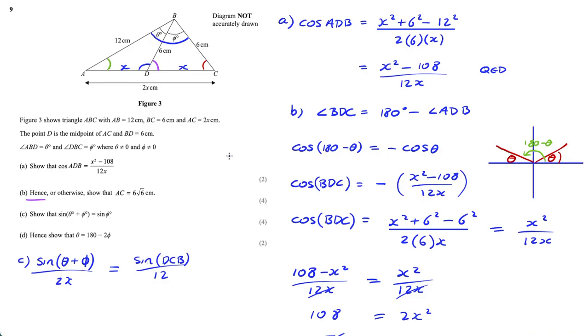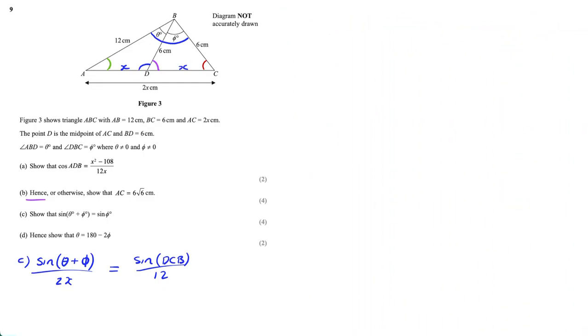Okay, fine. Let me just move all this to the side for now. Then here I'm going to do the small triangle. So I'll do sine of phi over x now. So sine of phi over x, in the small triangle, equals sine of, again, DCB, and this time over 6.